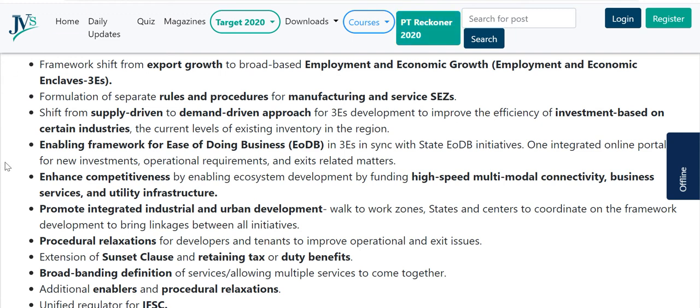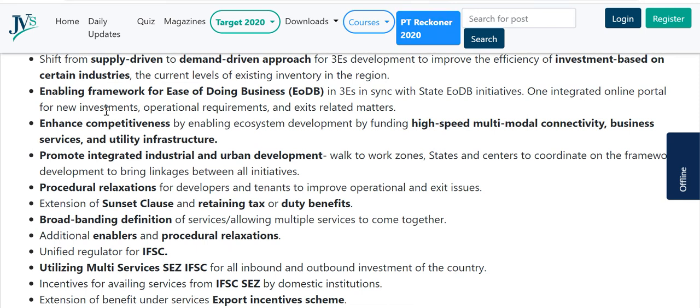And this would also help us get rid of inventories, and it would create a framework for ease of doing business. And there would be one integrated portal for new investments, operational requirements, and exit related matters. So SEZs or units within an SEZ that are loss making and want to get out, or whatever the operational requirements are for new investments, that would have a new integrated online portal.